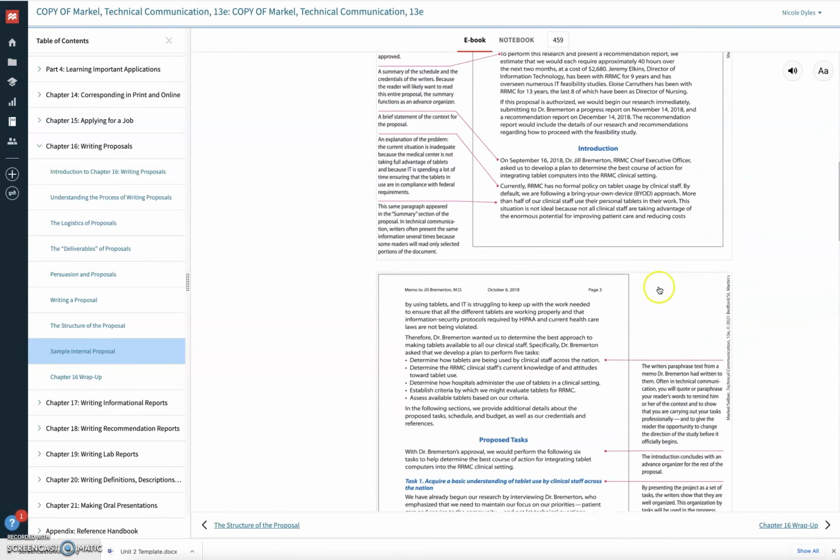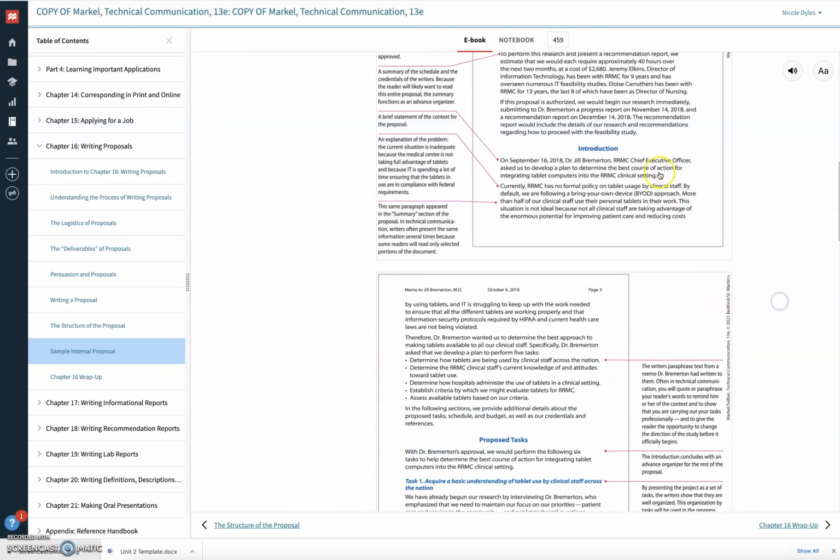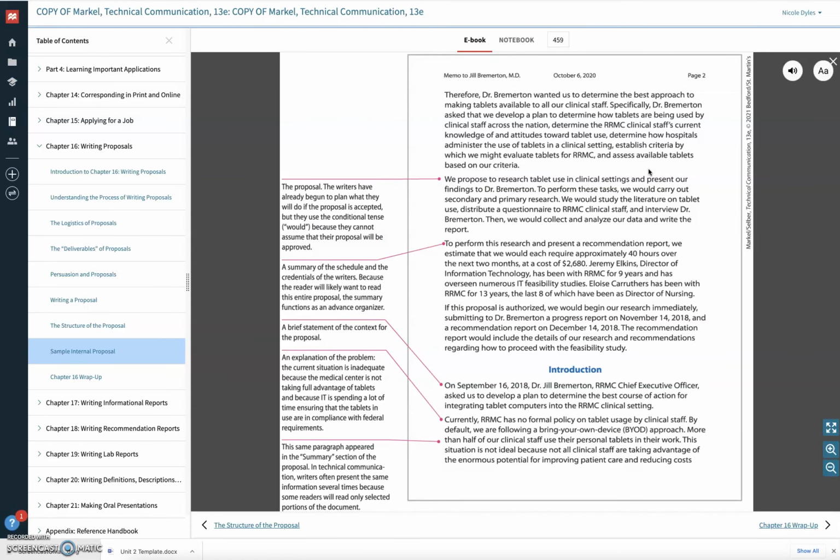So the introduction section, you can see that this section is a few paragraphs and a bulleted list. That's totally fine to arrange the information this way as well. Let's see if we can make it a little bit bigger. Let's go back here. Okay, so here the first paragraph is just a bit of context like we've talked about, and then the introduction should provide a very clear explanation of the problem.